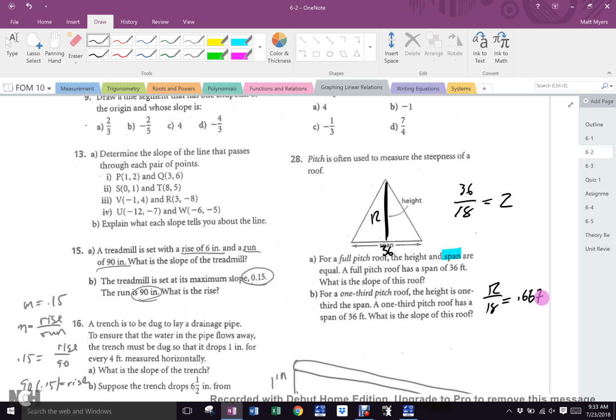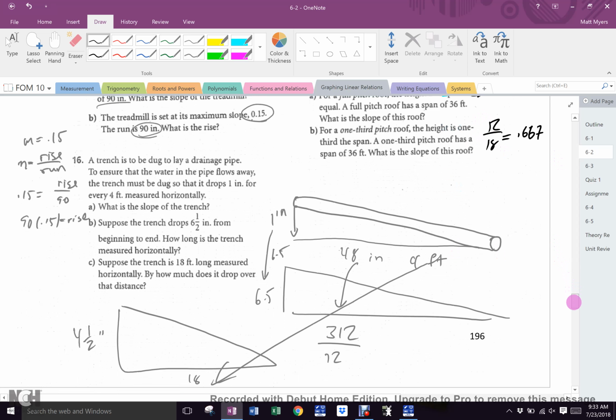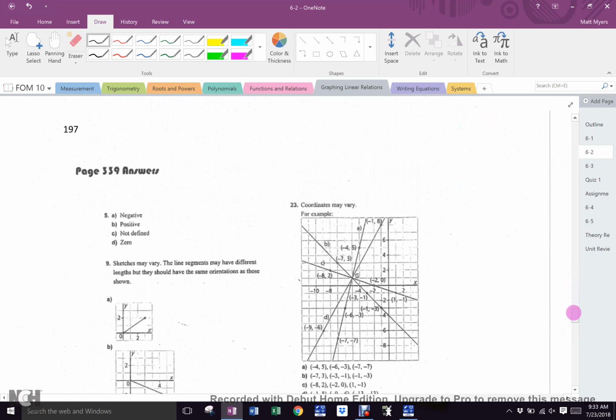All right. Now again, this type of question is where you take slope, rise over run, and apply it to real life. Right? That's what math is about. You learn some stuff, and then you apply it to real life. Okay. Is that it for 196?